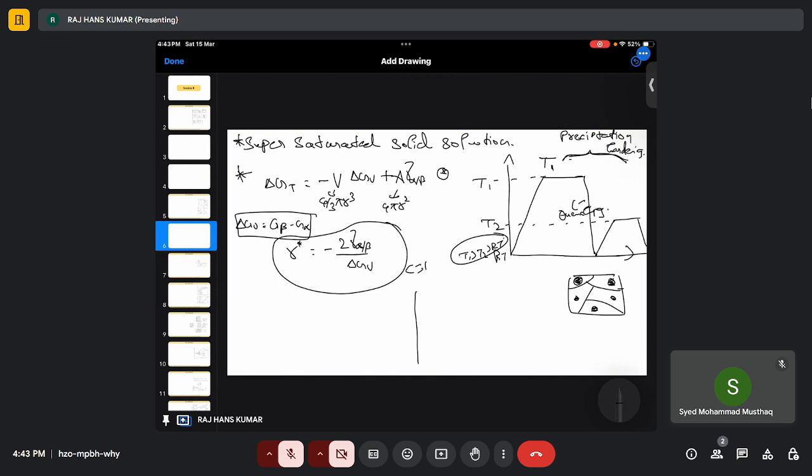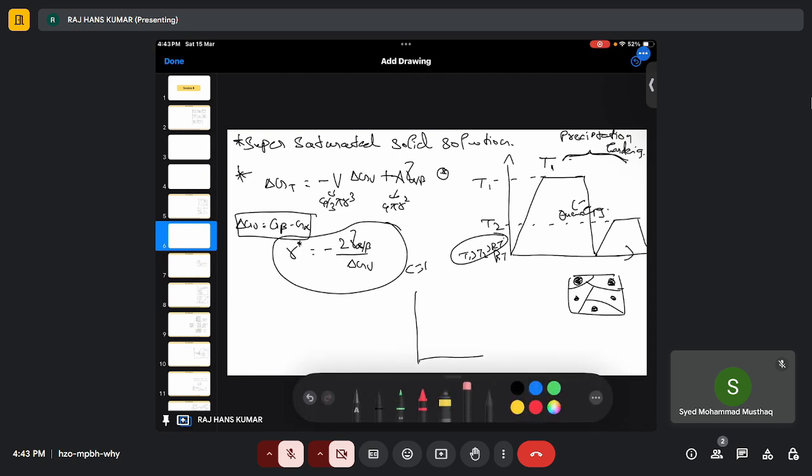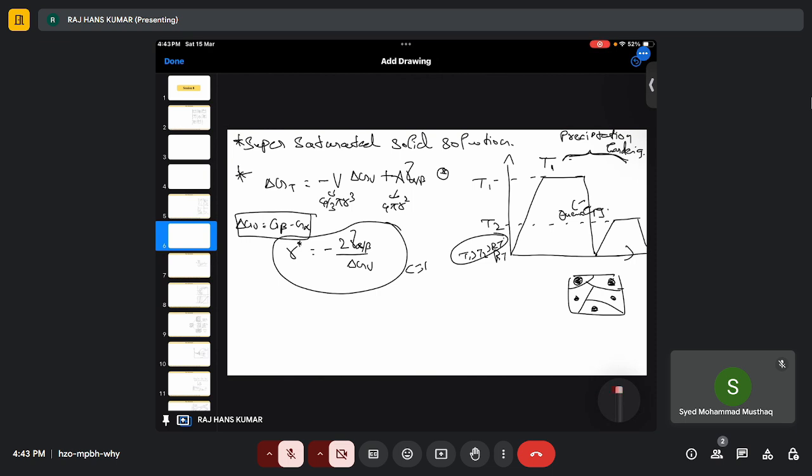And according to that, if I want to know the delta G barrier, all I have to do is substitute r star, that is minus 2 gamma alpha beta upon delta GV, into the expression: the whole cube times delta GV, plus 4 pi times the square of 2 gamma alpha beta upon delta GV times gamma alpha beta. From this we will obtain delta G star.